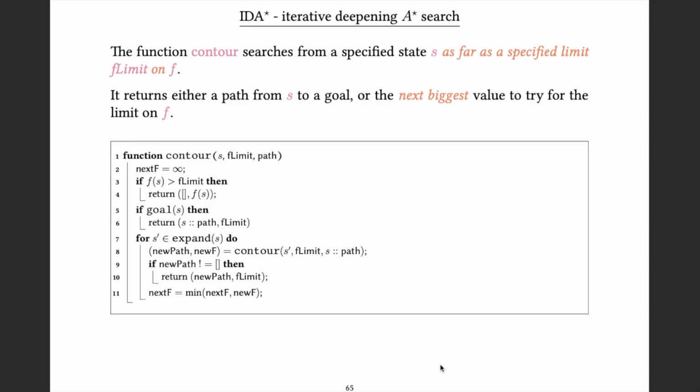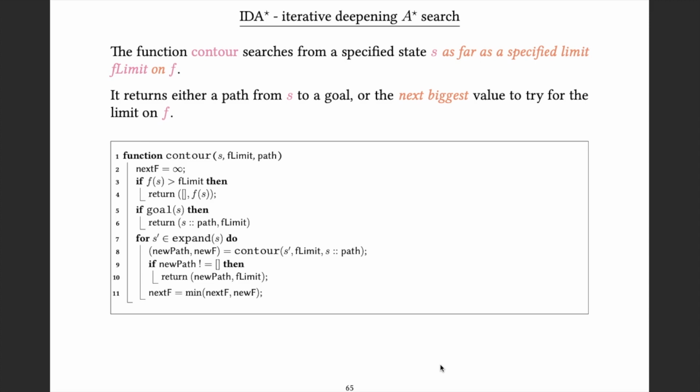Now what we can get back from that is either an empty list with an f cost that we've seen beyond the current f limit, or a goal. Now if we found a goal in one of these recursive calls to contour, then we're done. Okay, so if the new path is non-empty, we must have found a goal, so we just pass it back up the succession of recursive calls, and everything finishes. Otherwise, nextf is being used to keep the smallest f that we've seen beyond the current f limit.